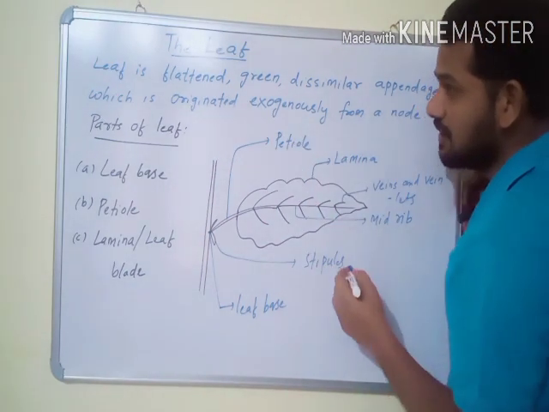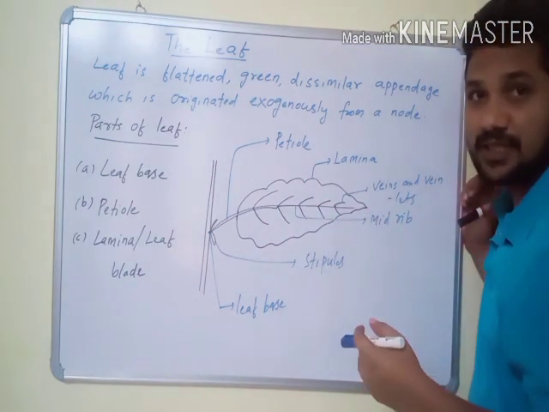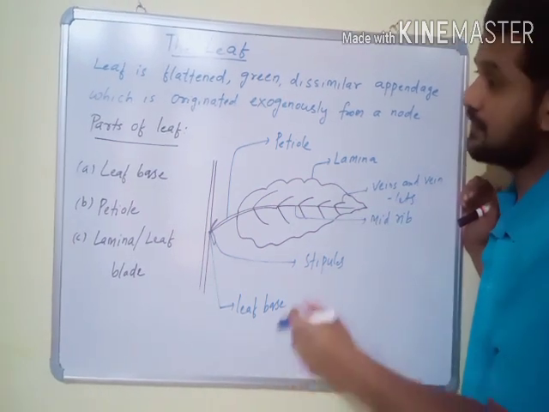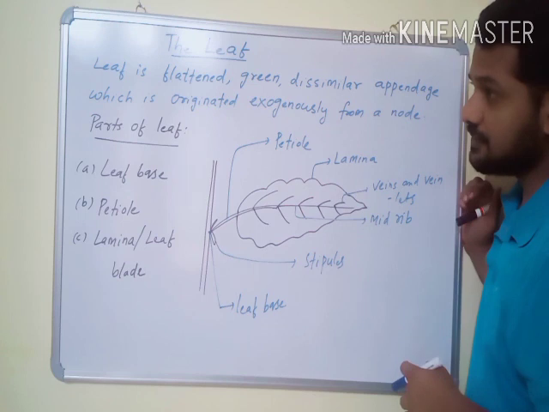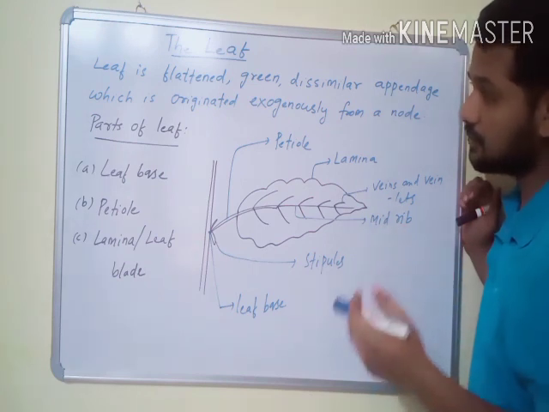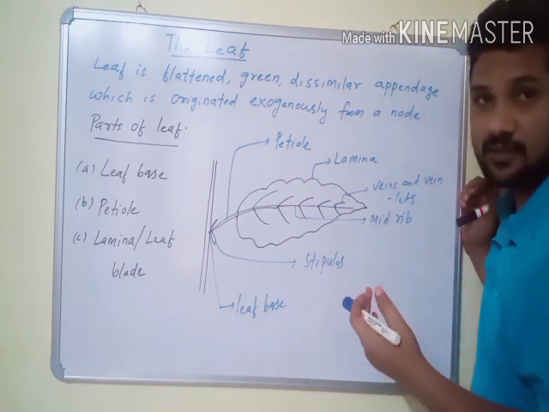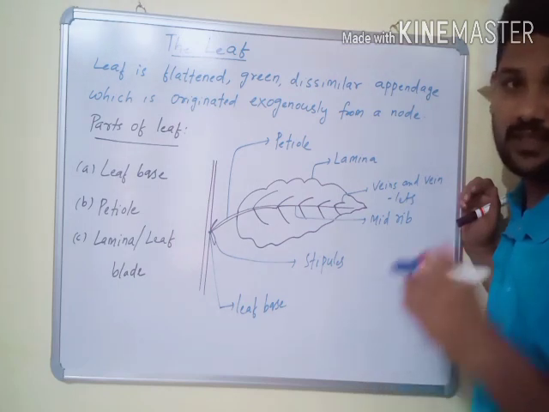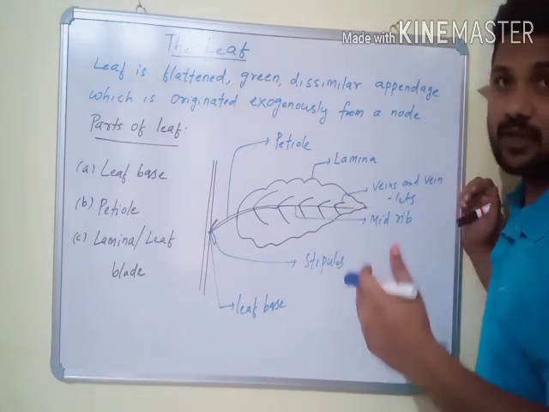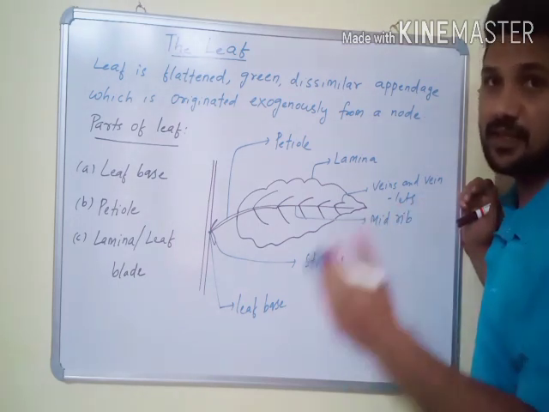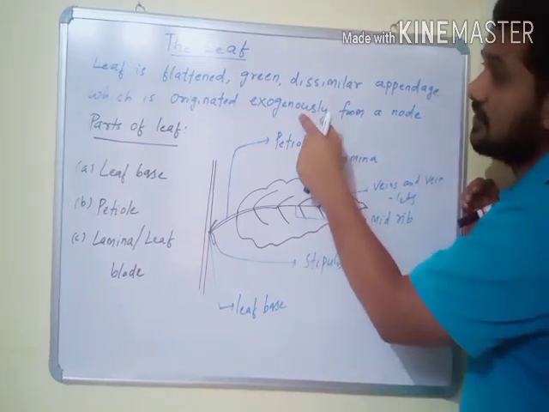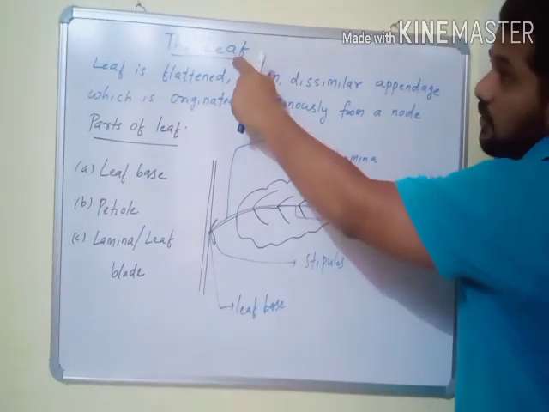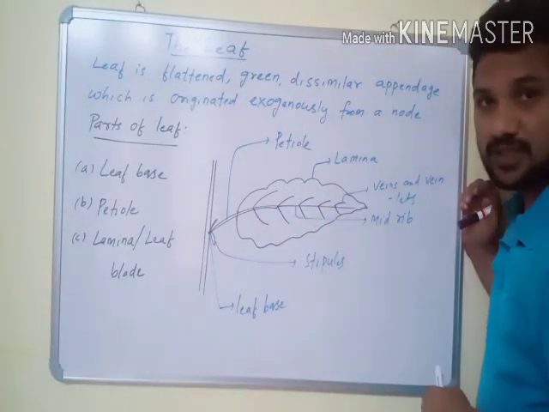Exogenous origin means if any organ originates from the exterior part, then the origin is said to be exogenous. Already I told you the origin of lateral roots is called endogenous. Endogenous origin means if any organ originates from the interior. If it originates from the exterior part, then the origin is called exogenous. So the origin of leaf is called exogenous origin.